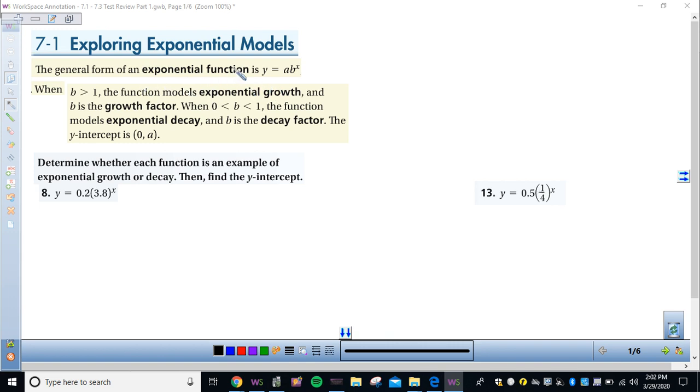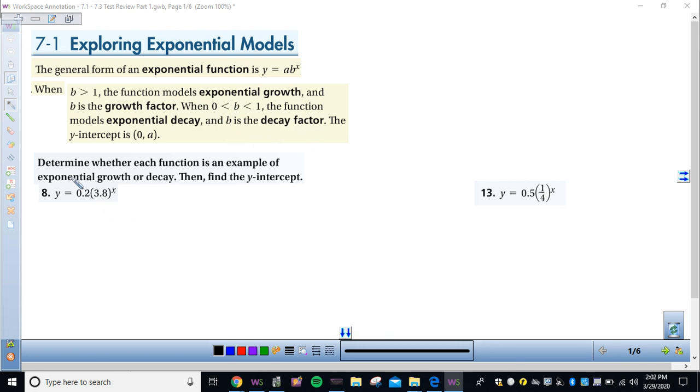We have an exponential function here, y equals a times b to the x power. A is what you start with, b is the growth factor or decay factor, and x is usually some function of time. So when b is greater than 1, it talks about exponential growth, and when b is in between 0 and 1, as in less than 1, we have a decay factor.